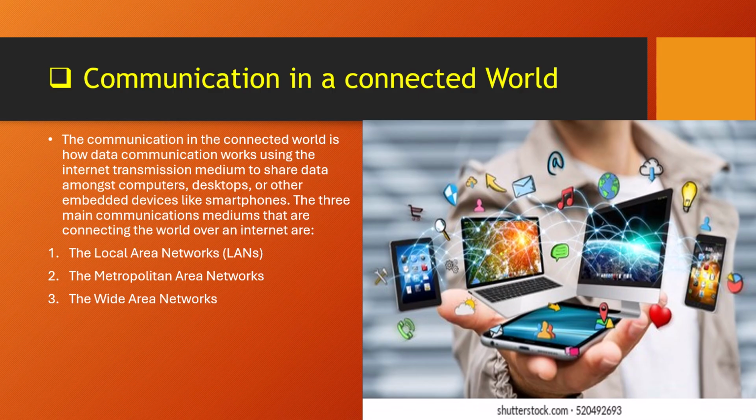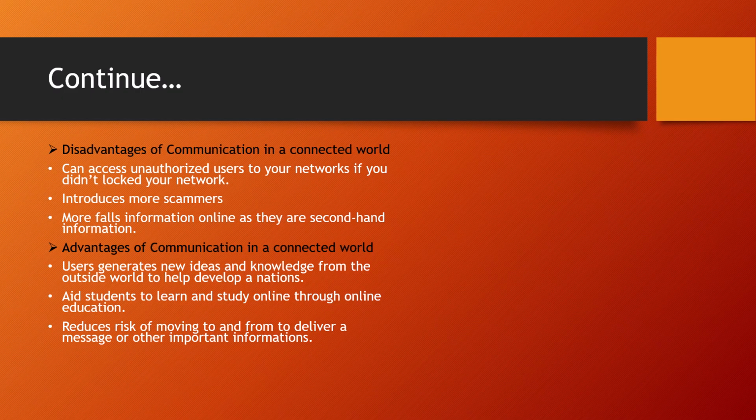And as you can see on the other side is how people connect using these three network connections through the internet to access information and share data with users. These are the advantages and disadvantages. A disadvantage is that unauthorized users can access your network if you didn't secure it, like setting a password or an IP address. It also introduces more scammers, more false information online, or biased information online, which is second-hand information.